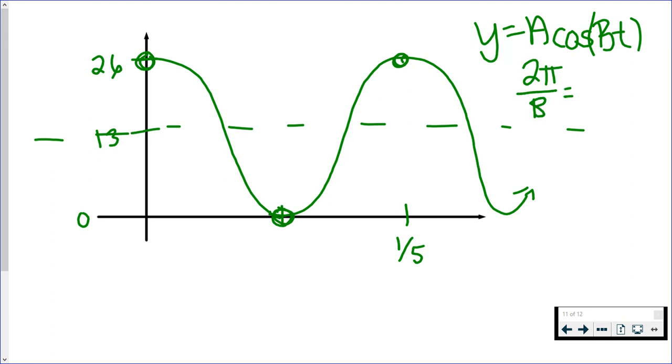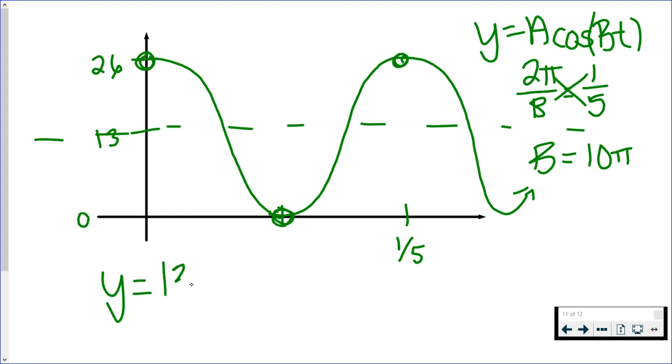We know the formula for period is 2 pi over b. In this case, we know the period is 1/5. So 2 pi over b must equal 1/5. If we cross multiply, we find that b is equal to 10 pi. So finishing this out, amplitude is 13, b is 10 pi.